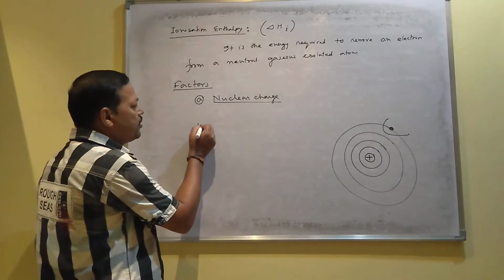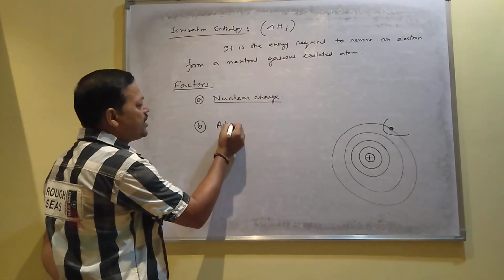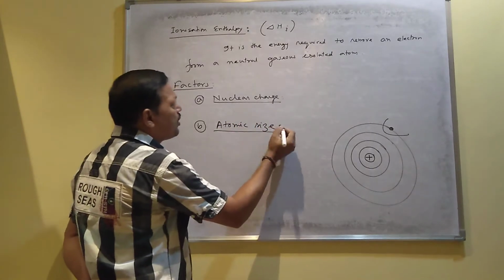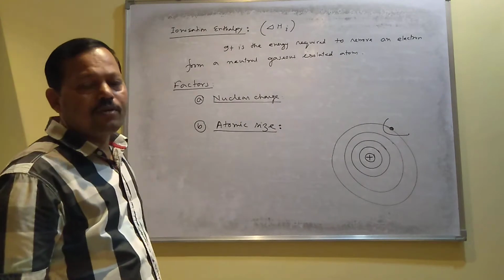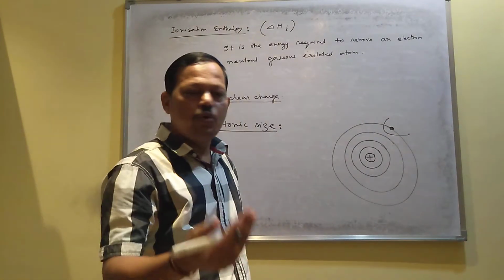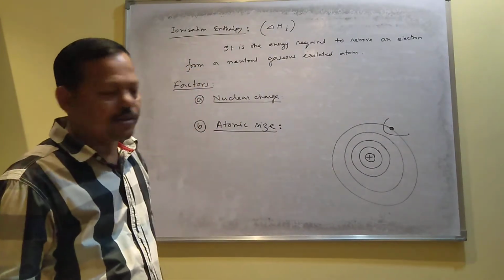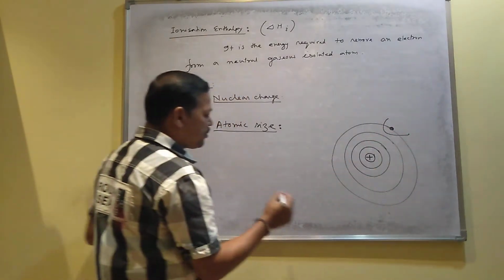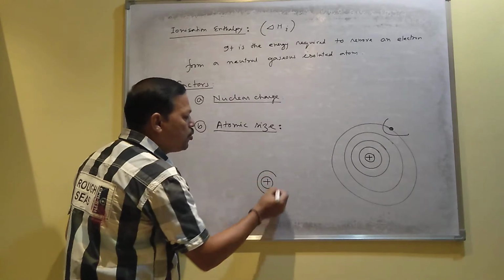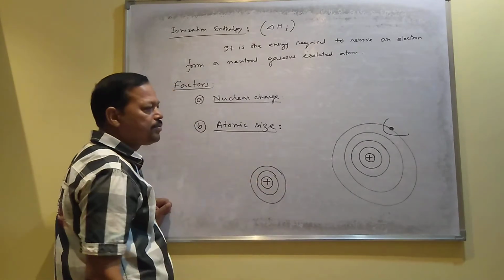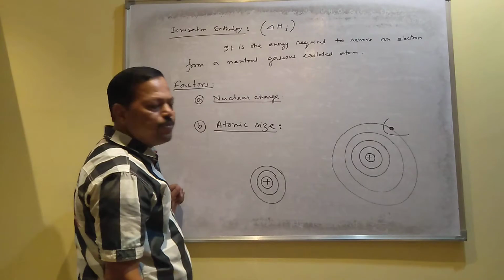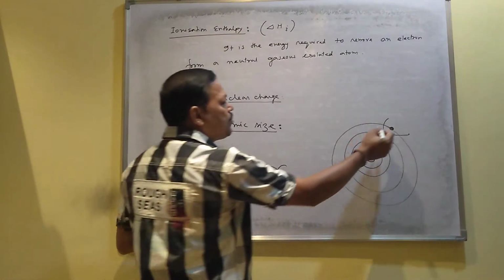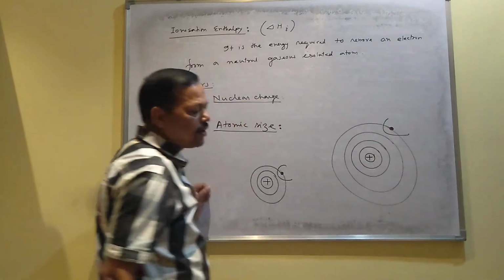Okay, another factor, atomic size. The energy required to remove the electron will be high or low depending on the size of the atom. This is one atom which contains 1, 2, 3, 4 cells, and this is another atom which contains only 2 cells. So if you want to remove an electron, here you have to remove it from the second cell, and here you have to remove it from the fourth cell.